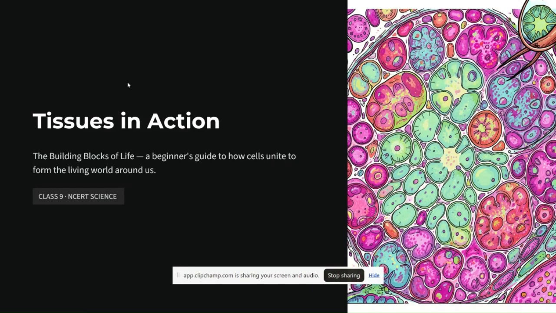So today we are going to learn about a new chapter whose name is Tissues in Action. That means those tissues which are present in our body, how they impact our body and how they work in our body. So we are going to know about that.